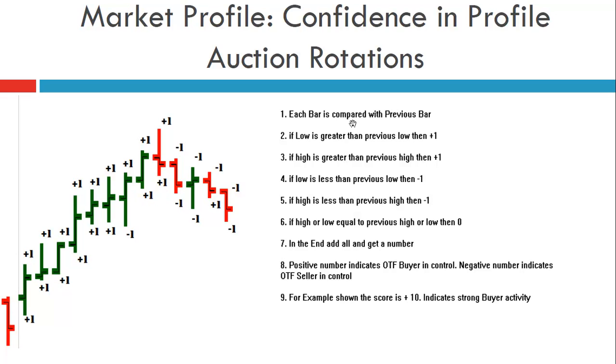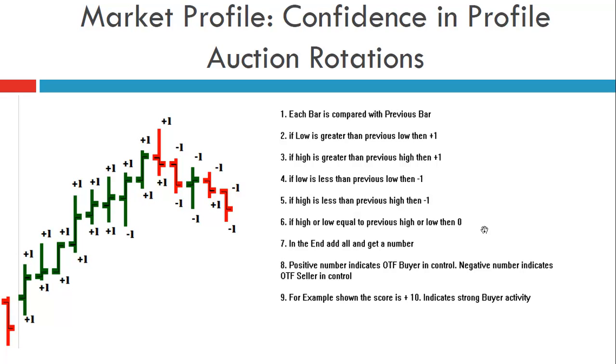Okay, so the rules are basically here. Each bar is compared with the previous bar. If the low is greater than the previous low, then we give it a +1. If the high is greater than the previous high, then we give it +1. If the low is less than the previous low, -1. If the high is less than the previous high, -1. If it's equal, we give it a 0.